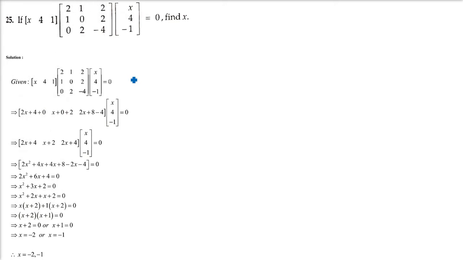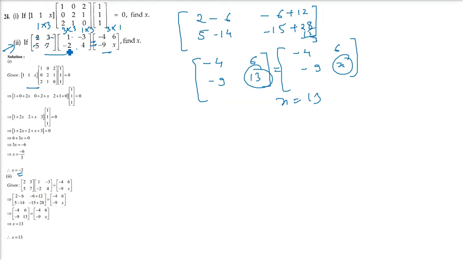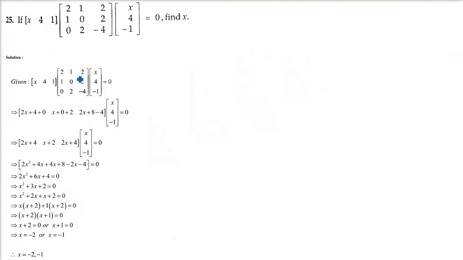So as I said, we have questions like this. And we just saw the 24 question first part. And as I said, we'll do this question because this is a quadratic equation. This is just a linear equation we got. But in this 25th, we will get a quadratic equation. Okay, let us do it. First row, and there are two x's. So 2 into x, 4 into 1 and 0. So 2x plus 4 will come. So x into 1, x, 4 into 0 is 0, 4 into 2, 8.